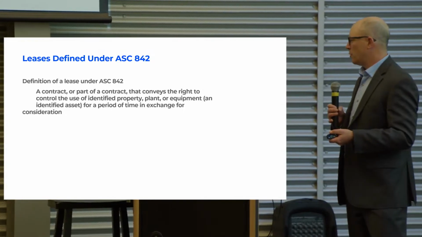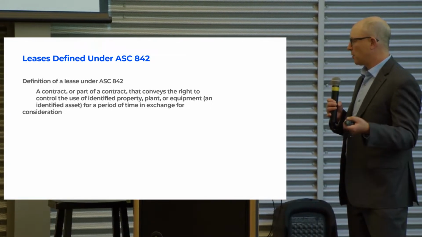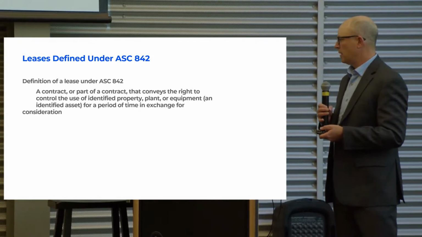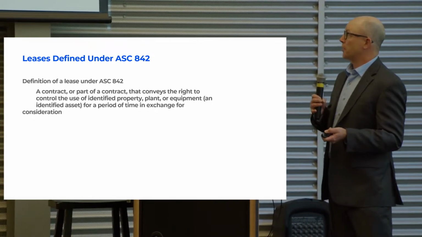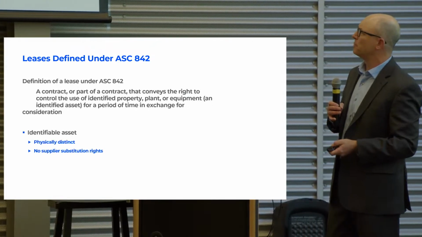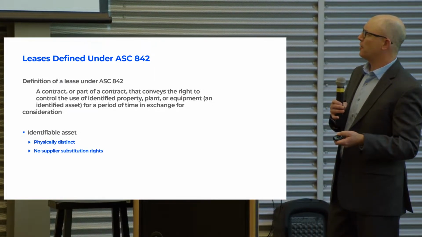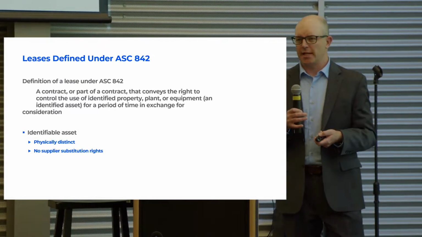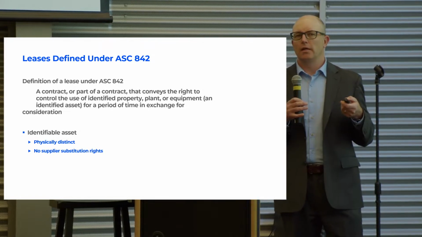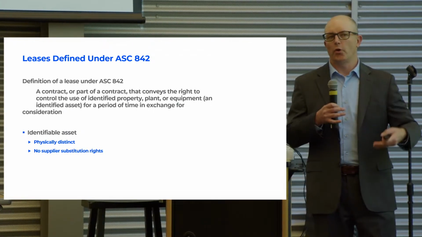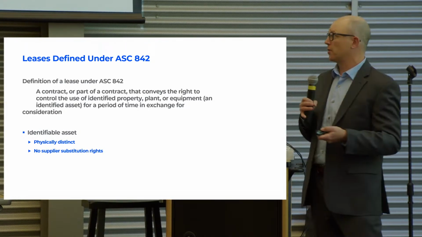Topic 842 defines a lease as a contract, or part of a contract, that conveys the control of property, plant, or equipment for a period of time in exchange for consideration. I'm not sure why the consideration wound up on the other side of the screen there, but the identified asset must be physically distinct, and the supplier can't have substantive substitution rights. That means if you're leasing a piece of equipment, the supplier can't swap it out without you knowing about it. You have to have pretty much full-on control of that asset.